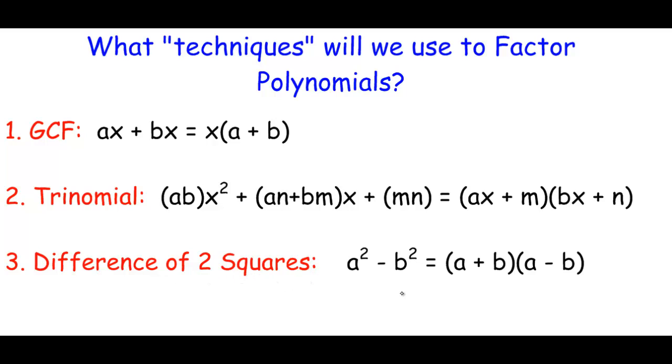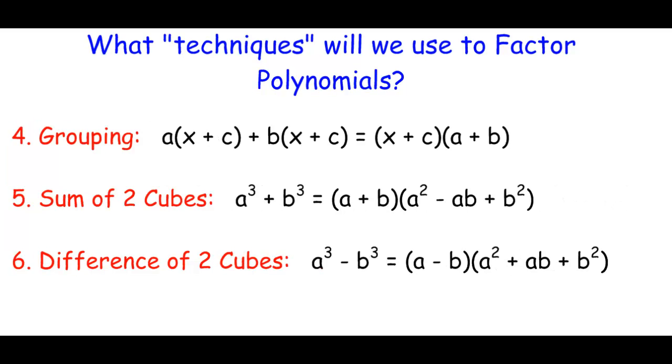And we also have a difference of two squares, where we have a perfect square minus a perfect square, which could be broken down, for example, to a plus b and a minus b. But we're going to be talking about three new ways that we're going to factor our polynomials.